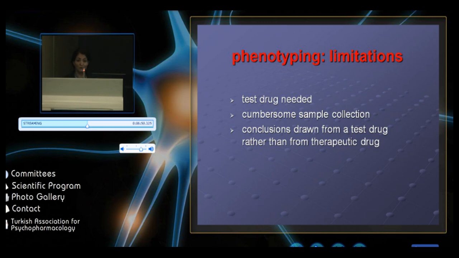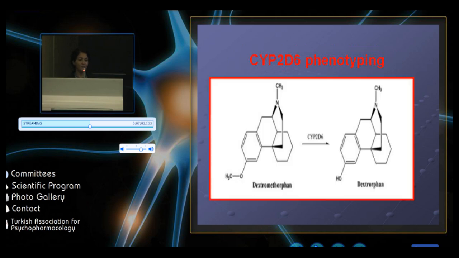You also collect samples, particularly for 2D6. You collect urine for 2 hours. And it provides information about the metabolic pathway of the drug, and you make an estimation in the end. In psychiatry, most of the time we are using CYP2D6 phenotyping, and this is the enzyme system which metabolizes most of the drugs that we use.